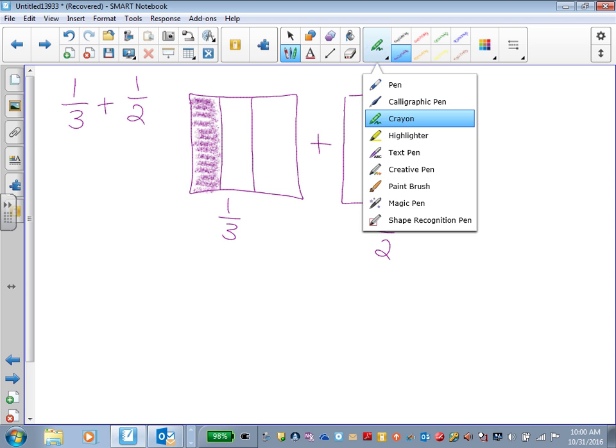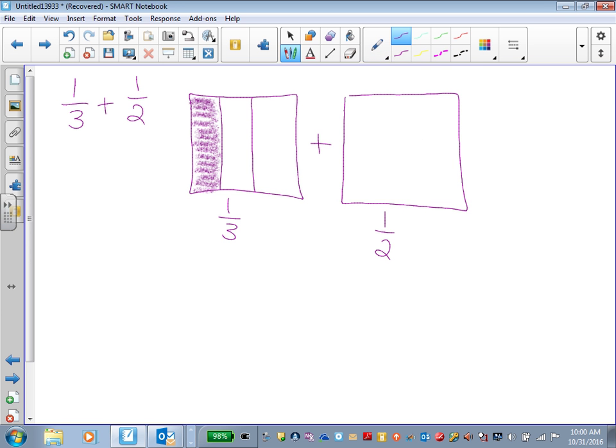Okay, how can I model 1/2? Jesselyn? I can't hear you, babe. Alright, I did vertical over here. 1 horizontal line. And then what? Shade in one of them. I'm going to use a different color.